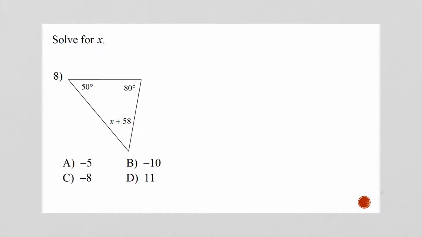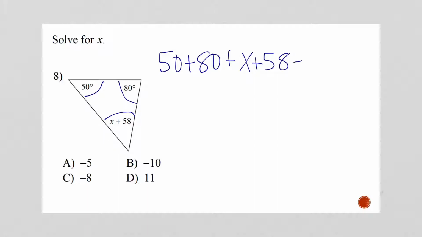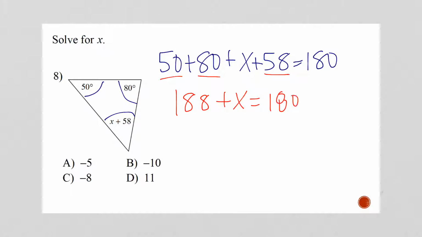Okay, question 8. Hopefully you guys remember this is a triangle, and the interior angles have a sum of 180 degrees. So hopefully you guys remember this one. I'm going to combine like terms, which are 50, 80, and 58, and that gives me 188 plus x is equal to 180. And I want to solve for x by subtracting 188 to both sides of my equation. And when I do that, I get negative 8.